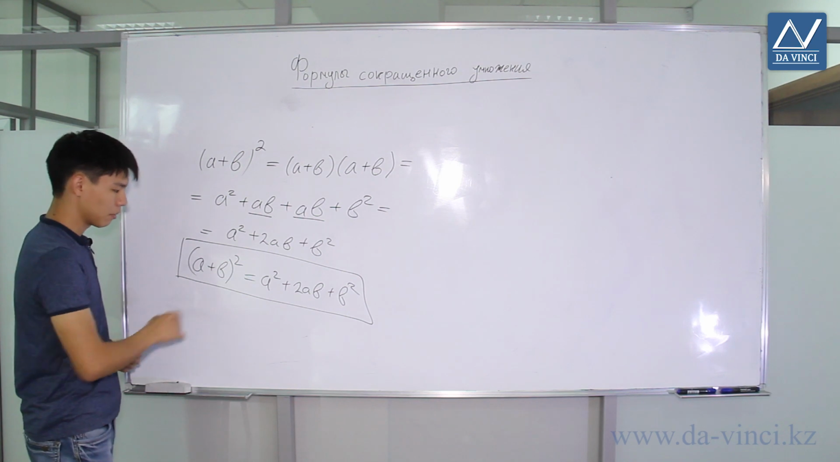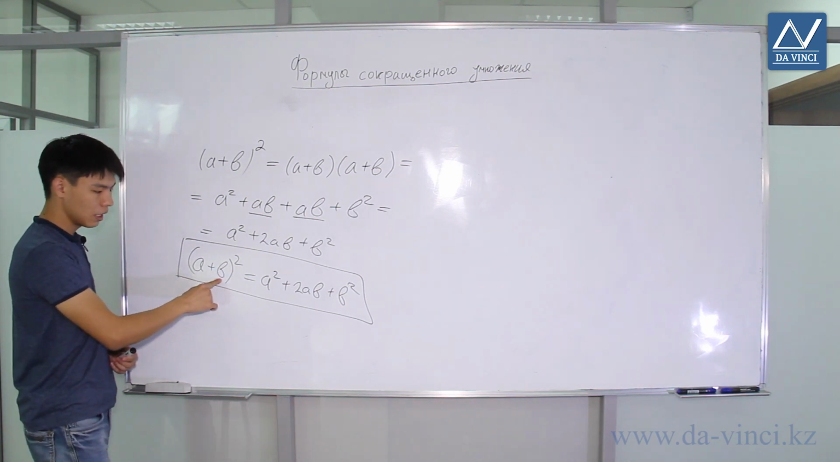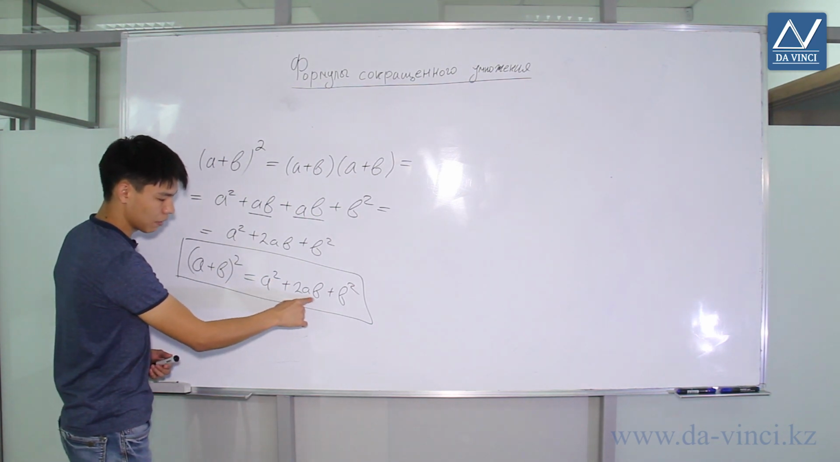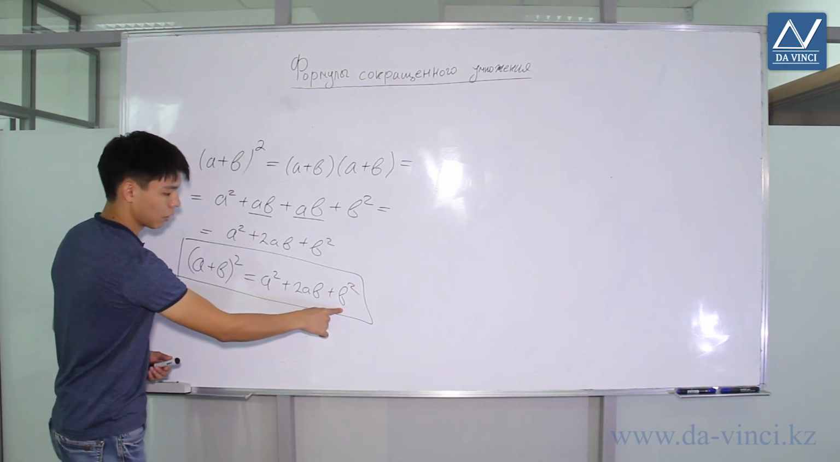It is read as follows. The square of the sum of two expressions is equal to the square of the first expression, plus twice the product of the first and second, plus the square of the second expression.